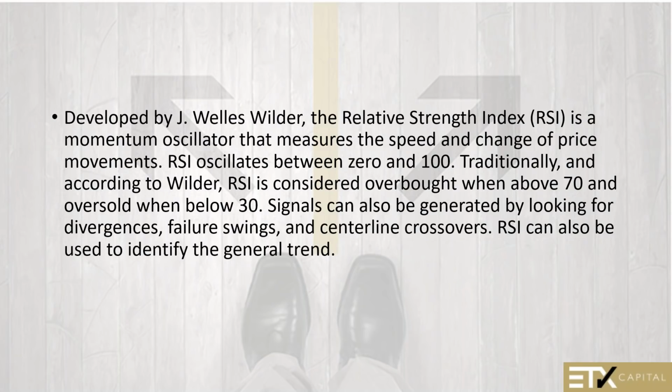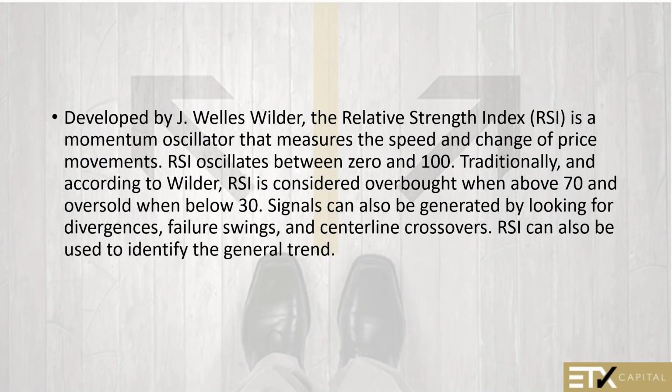Now, RSI falls into an even more restrictive category called bounded oscillators. Bounded oscillators are indicators that are bound by numeric values. So RSI will always oscillate between 0 and 100. Not 101, not 104, not -1, always between 0 and 100. Now, traditionally, and according to Wilder, RSI is considered overbought when it moves above the 70 in its calculation and oversold when it moves below the 30.